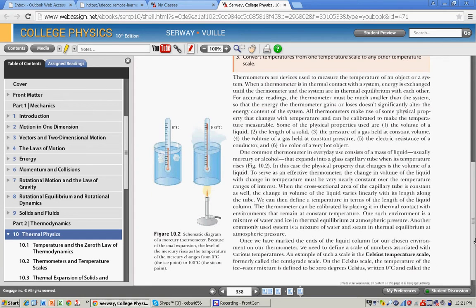Now let's talk about temperature scales. So let's talk about Celsius, the temperature scale that we don't use a lot in the United States. It's very common in Europe and in Brazil, my country.